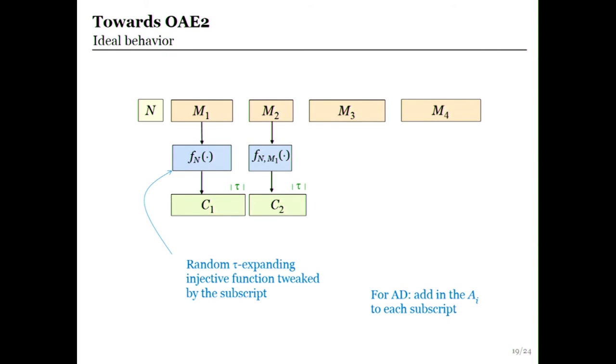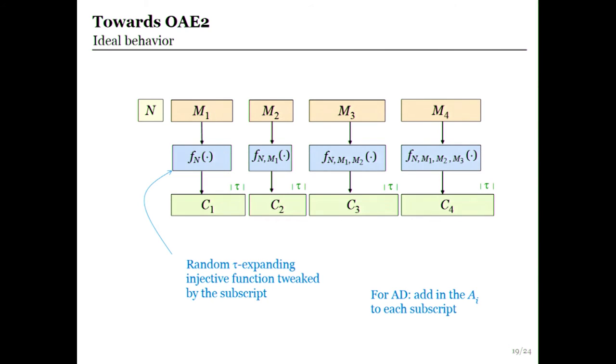In processing the next block, M2, the best we could hope to do would be to emulate a random tau expanding function that now depends on the nonce and the prior block, M1. And we continue in this way. At the very end, I warned you that the last message block is somehow different, and therefore we ought to treat this function here again as separated from the others. The associated data isn't shown in this picture. You would add in the dependencies A1, A2, A1, A2, and so on.